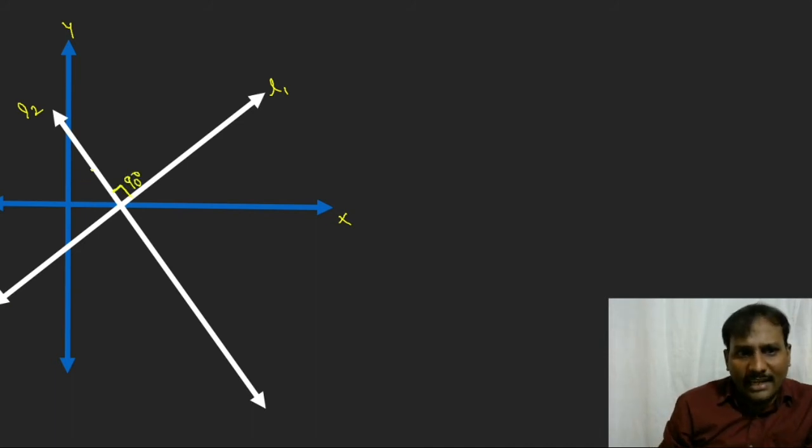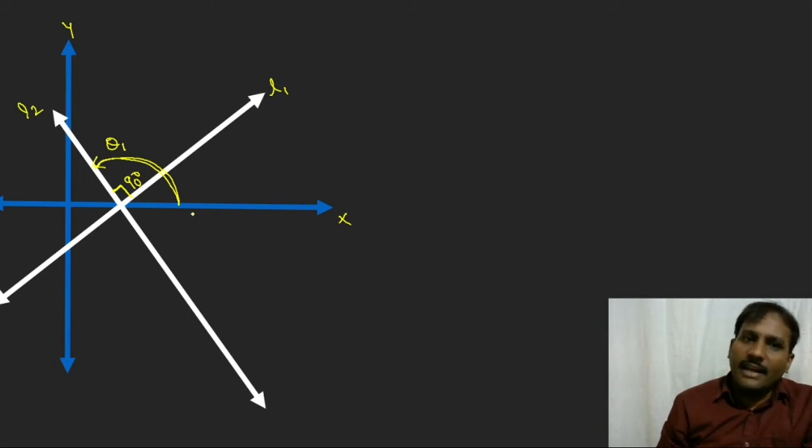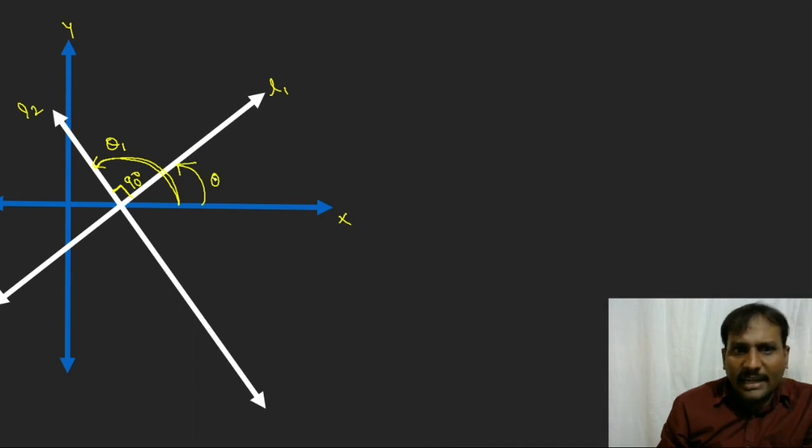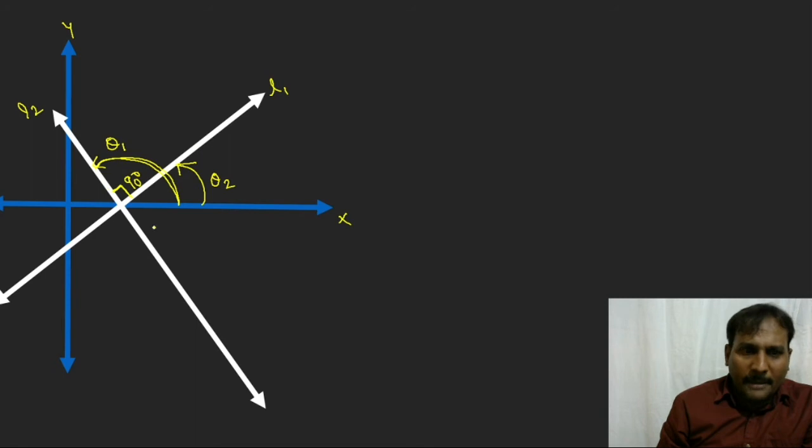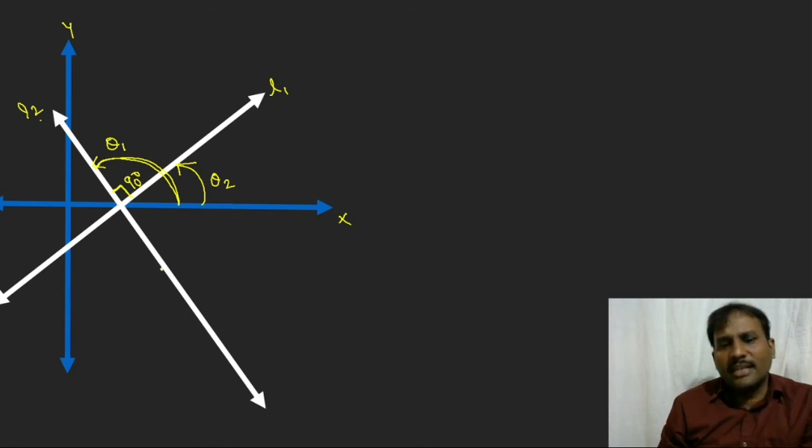Now let us say this line is making an angle theta 1 with the x-axis. And what about this line? This is making an angle theta 2. So these two are perpendicular lines. And this L2 is making theta 1 with the x-axis and L1 is making an angle theta 2 with the x-axis.